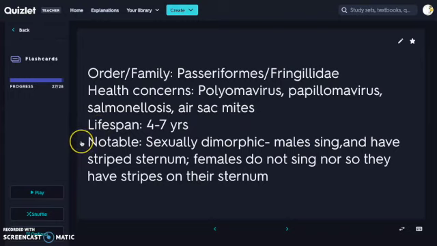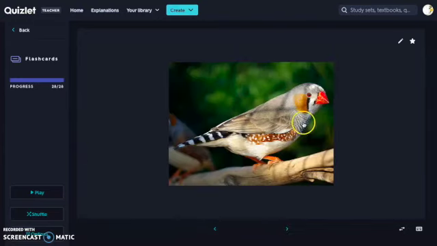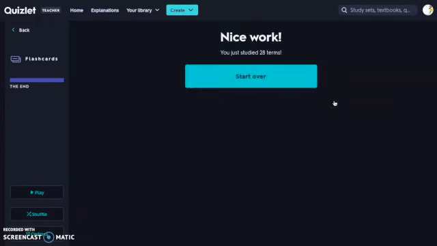They are sexually dimorphic, so males will sing and have striped sternums, whereas females do not sing, nor do they have stripes on their sternum. So that should say do not. They do not have stripes on their sternum. So here I have stripes on my sternum, so therefore that is a male, right? So it looks like a zebra. And then they have that square beak again. And that is it.